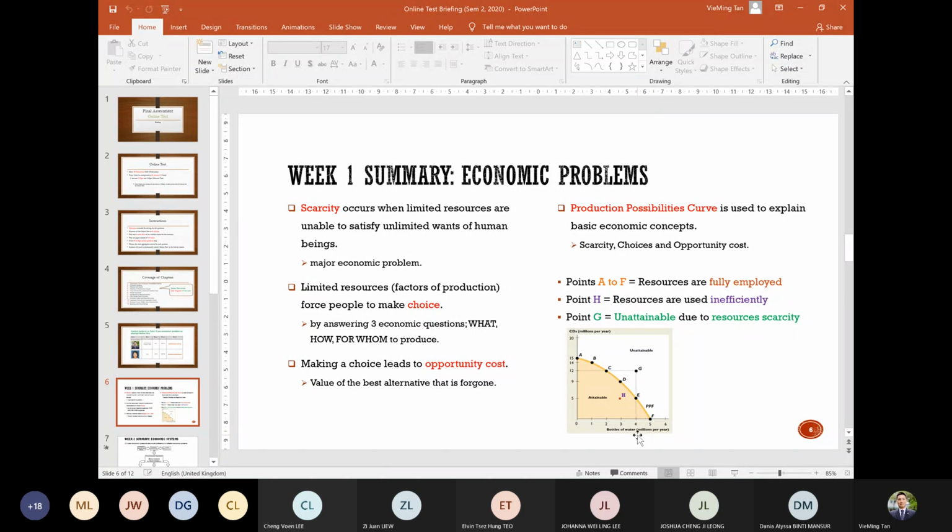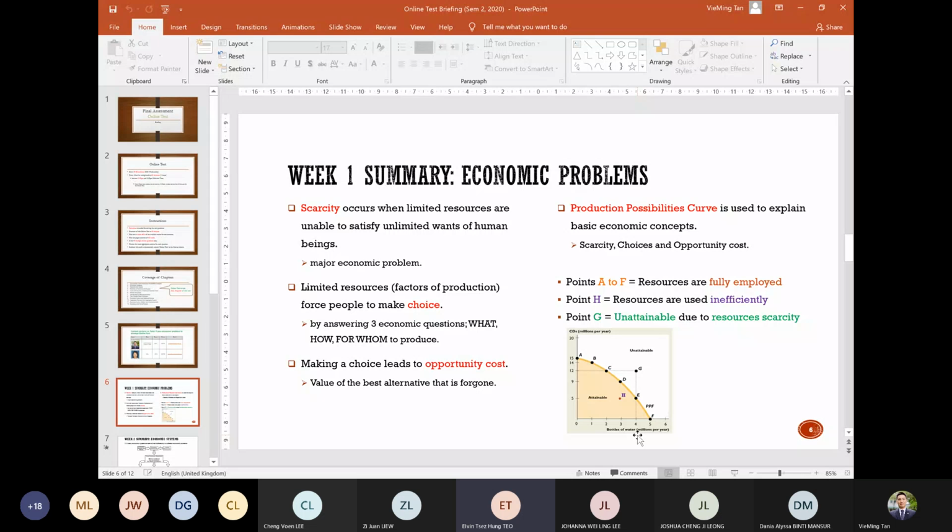Which point is the point whereby the economy cannot achieve? Unachievable by the country due to limited resources. Point G. Point G is unachievable, or we call it unattainable. So in order to achieve point G, what are the things required by the economy? How to achieve point G in the future? What are the resources required in order to achieve point G in this case?